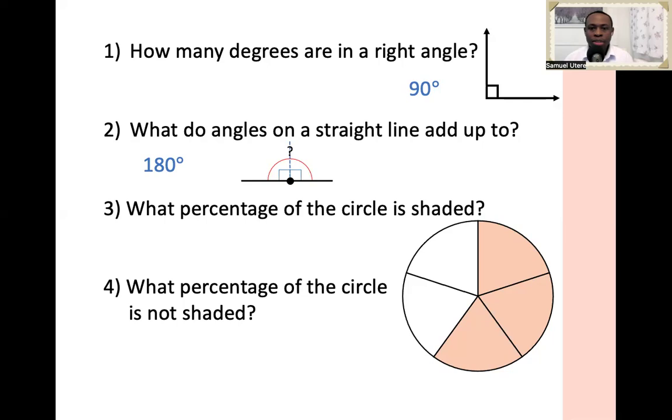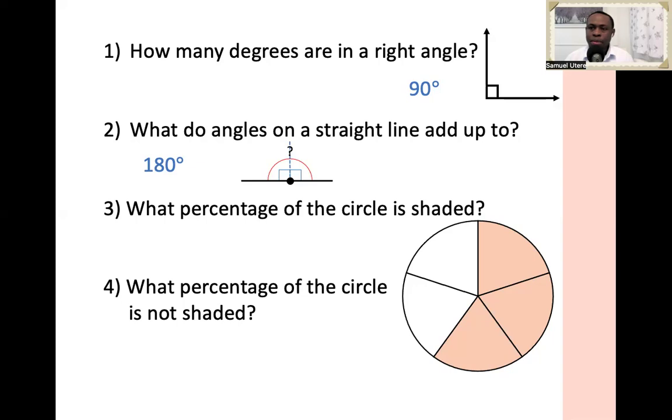What percentage of the circle is shaded? You can see that the circle has 5 parts. Now, I am going to call them sectors. So you'll hear me use the word sectors. It's important for you to start to understand some of the vocabulary that we use in maths. So parts of a circle are called sectors. So you have 3 out of 5 shaded.